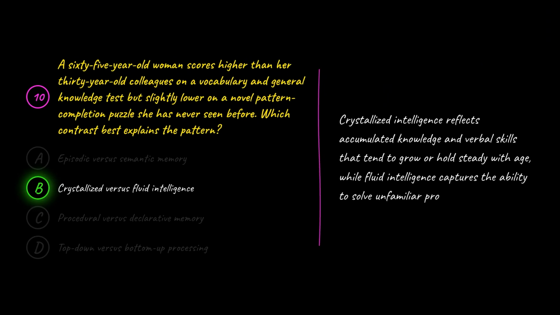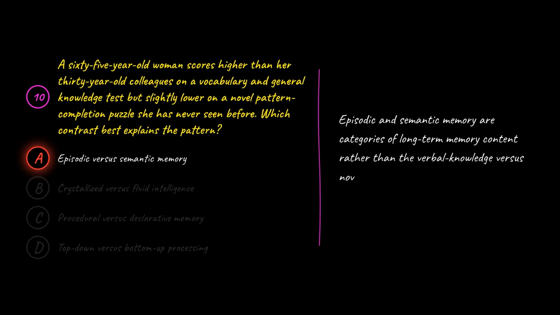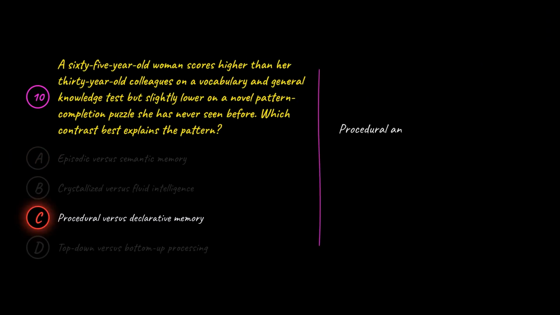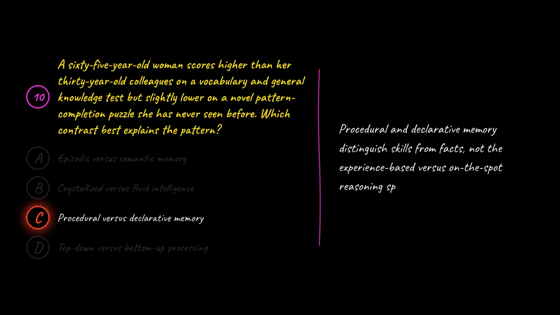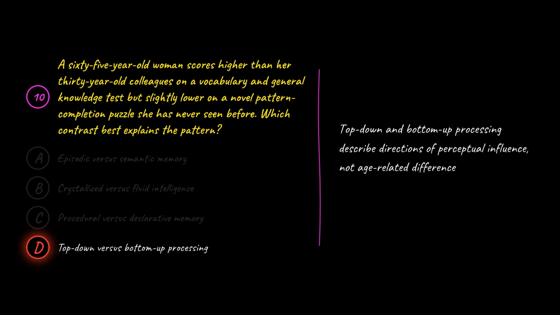A is wrong because episodic and semantic memory are categories of long-term memory content rather than the verbal knowledge versus novel problem-solving distinction described. C is wrong because procedural and declarative memory distinguish skills from facts, not the experience-based versus on-the-spot reasoning split shown by the test scores. D is wrong because top-down and bottom-up processing describe directions of perceptual influence, not age-related differences in verbal knowledge versus novel reasoning.